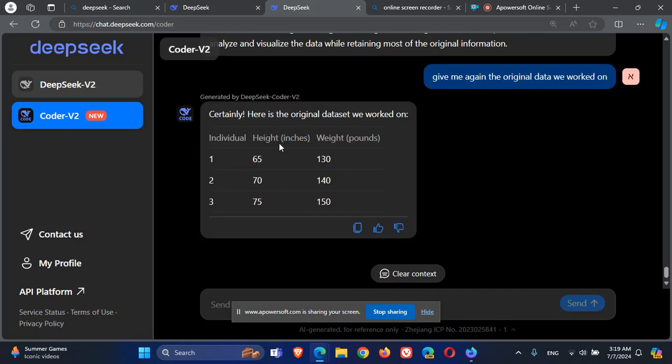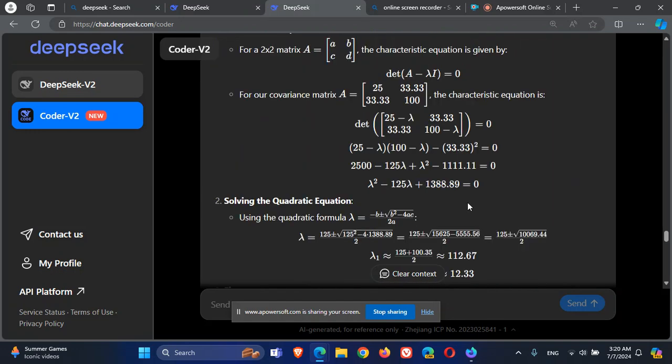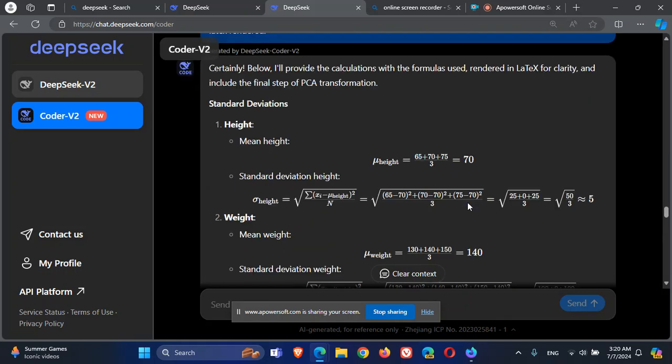So again, we start with this table. This is the data we have, and we want to reduce the dimension to a dimension that captures most of the variance between the data. So we start with these three lines, three individuals, two dimensions, height and weight for each individual. What we start with is normalizing the data.